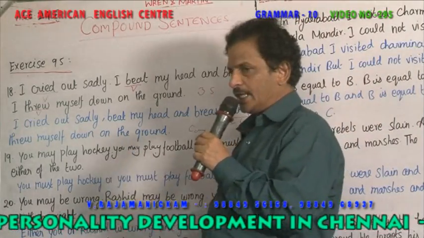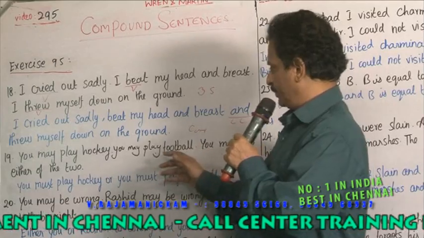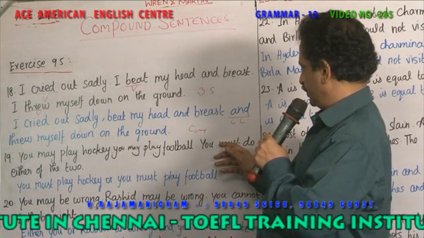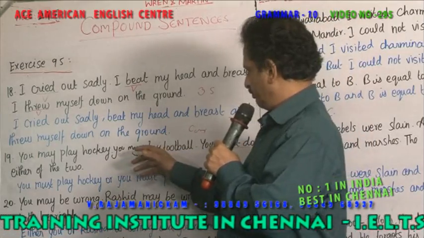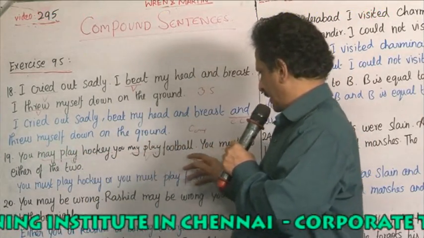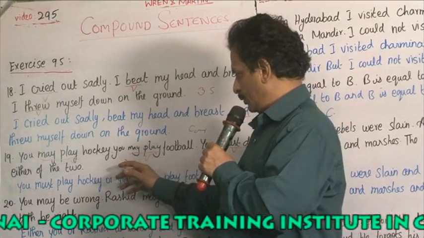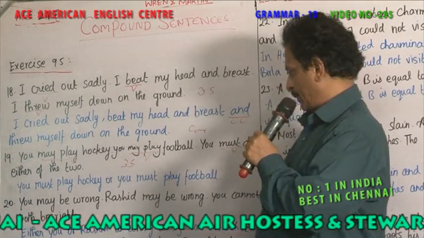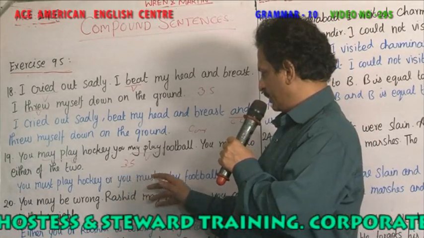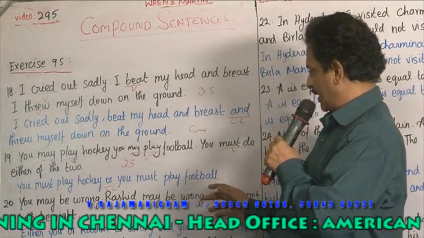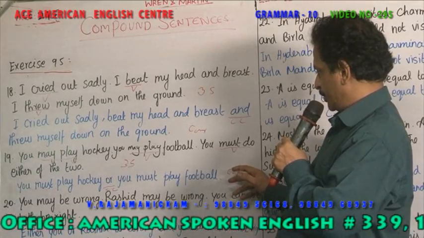You may play hockey. You may play football. You must do either of the two. Must do is a verb, may play is a verb, may play is a verb. So three verbs are there. So three sentences. How do you connect these three sentences? Using or. You may play hockey or you may play football. So or is the correlating conjunction, this or that. So this becomes a compound sentence.